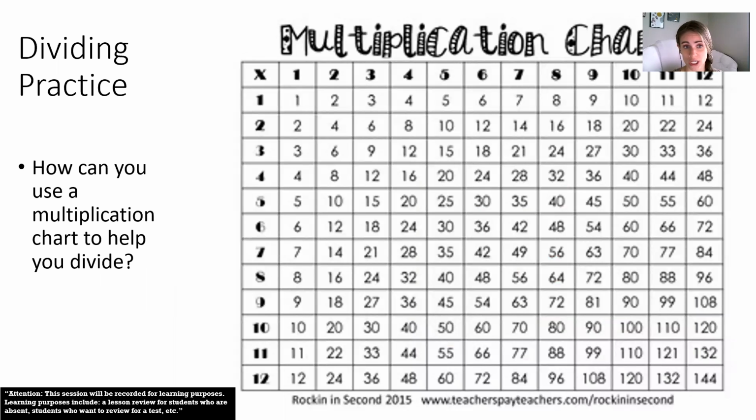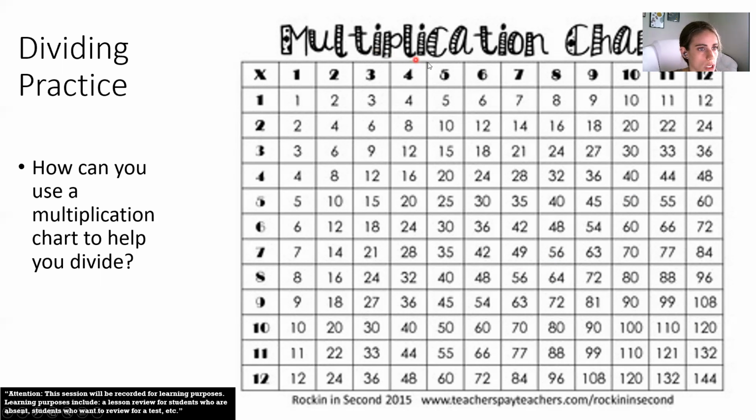Just like with multiplication, we have a multiplication chart here that you can use to help with division. Now, if you don't have your 1 through 12 times tables memorized, it definitely is something that you want to work on, because being able to quickly recall that information will allow your brain to focus on the newer parts of math. So that way you can allocate that brain power and be big brain. But while you're working on memorizing those, if you're not quite there yet, you can use a multiplication chart to help you divide.